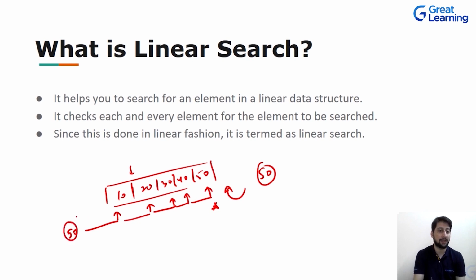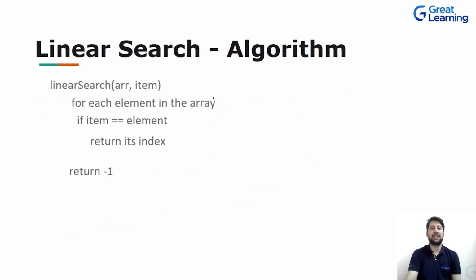We were searching for this element inside the array one by one. We compared it first with 10, then 20, then 30, then 40, and finally with 50. At the end, we were able to find this element in the array in a linear fashion. This is what is termed linear search. Now let's talk about the linear search algorithm. It is a very straightforward, brute force algorithm for finding an element in an array.